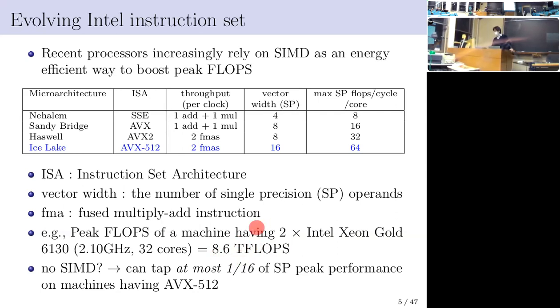But a large part of this performance, you can easily observe, comes from this SIMD instruction, right? So if you hypothetically imagine you don't use SIMD instructions at all, then you get this factor of speed down, right? So you can only tap at the most 1/16 of single precision peak performance of our machines having this AVX 512.